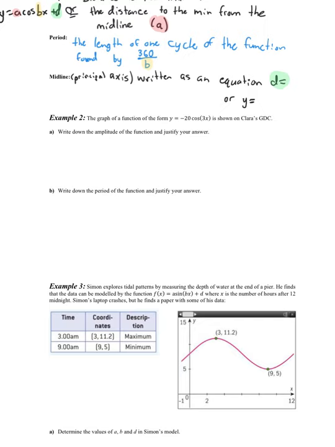So whenever I see an equation like this one, it says the graph of a function y equals negative 20 cosine of 3x is shown on Clara's graphing calculator. Write down the amplitude of the function and justify your answer. So the first thing you could do is actually graph it yourself. And the amplitude is just going to be 20.